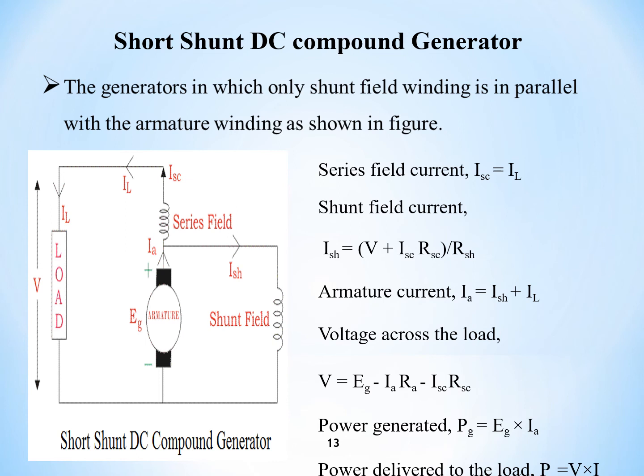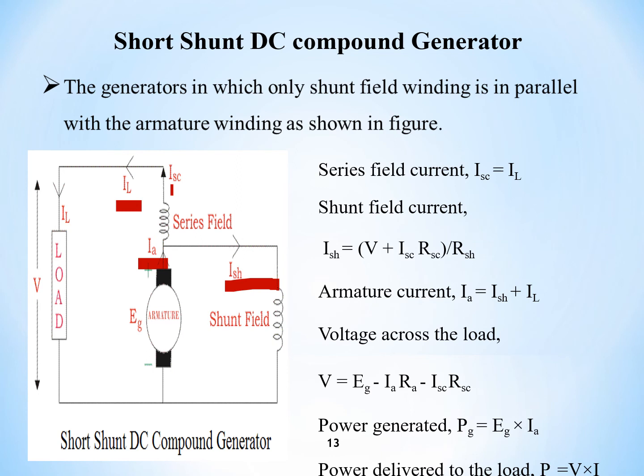We already know some of these things before: ISC represents the series field winding, but here ISC is the same as IL because both are in series. Then ISH is equal to V plus ISC RSC divided by RSH. Here the armature current IA is equal to IL or ISC, either one, plus ISH.